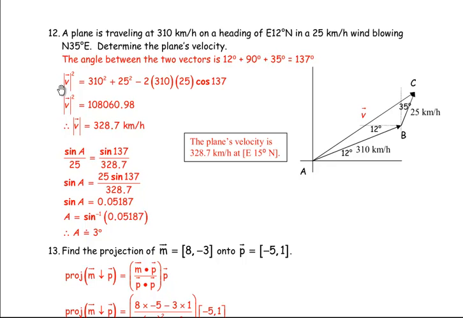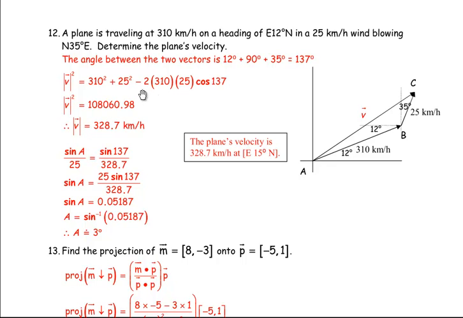And so using the cosine law, the length of vector v squared would be 310 squared plus 25 squared minus 2 times 310 times 25 times the cos of 137. And so if we evaluate all that, now be careful when you do this. I didn't show all the steps here, but the cosine of any angle between 90 and 180 is negative.